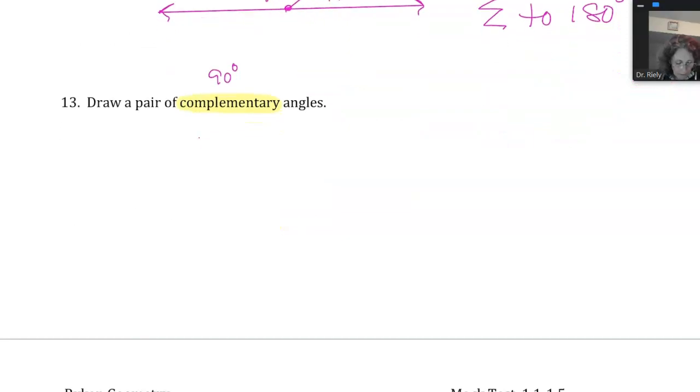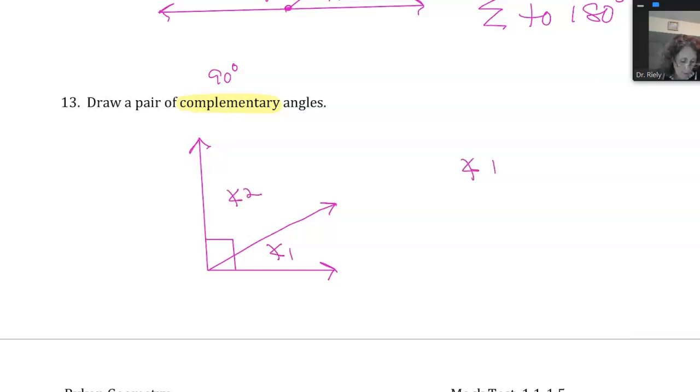Okay, so complements, the best way to draw that, use your line feature again, the straight line feature. Get a right angle. Indicate it's a right angle by the box. Then draw a ray somewhere in here. It doesn't have to bisect, but it has to cut this angle into two, not two equal parts necessarily, but two angles. This is angle 1, this is angle 2. I can say angle 1 and angle 2 are complements.